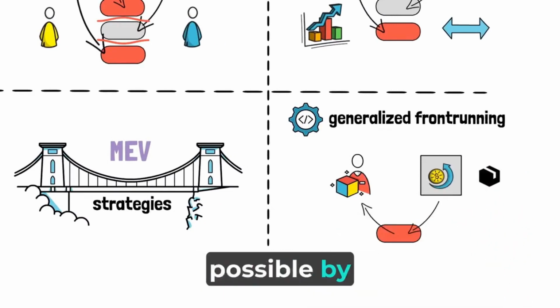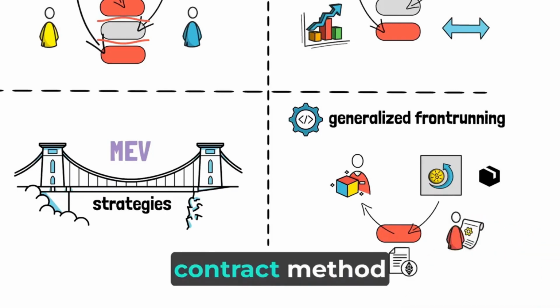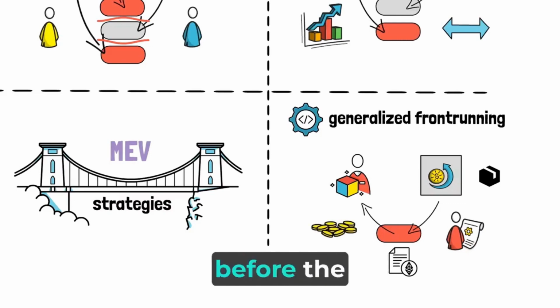This strategy is possible by simulating transaction execution and determining if the caller of a given smart contract method ends up with more funds than before the execution.